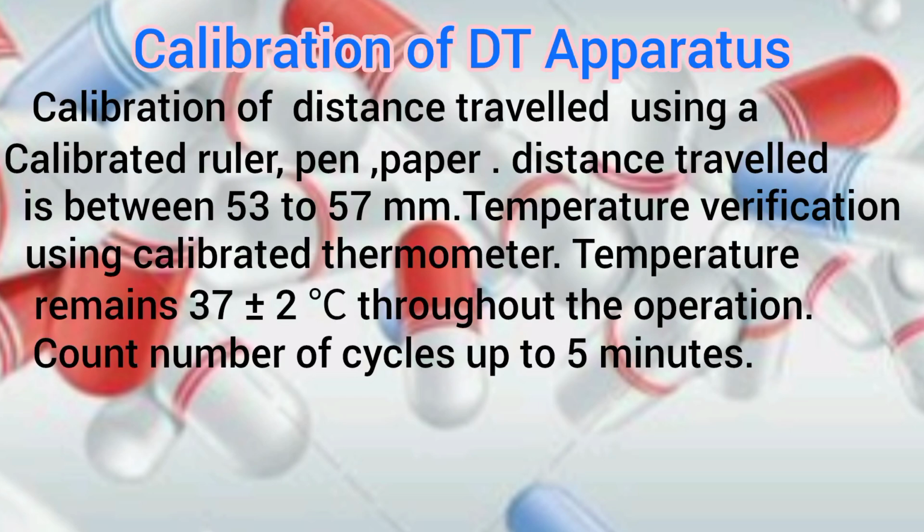Calibration of DT apparatus. Calibration of distance traveled using a calibrated ruler, pen, paper. Distance traveled is between 53 to 57 millimeters. Temperature verification using calibrated thermometer. Temperature remains 37 plus or minus 2 throughout the operation. Count number of cycles up to 5 minutes.